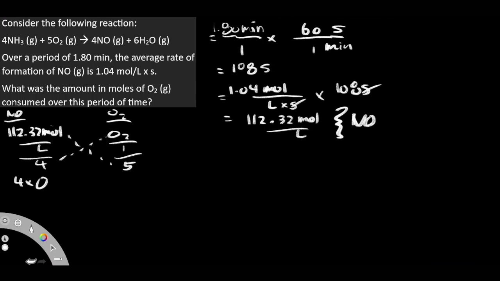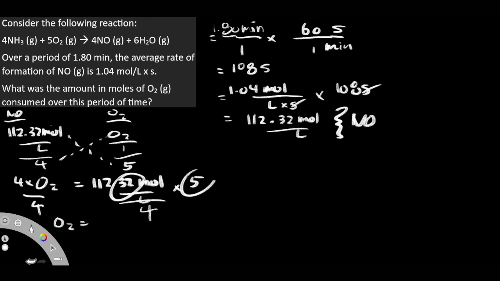Let's see what I get. So I get 4 times O2 is equal to 112.32 moles per liter times 5. Now what am I going to do? Well, this O2 here is stuck with this times 4. What's the opposite of times 4? It's divide by 4. If I do it on the left, I need to do it on the right. So I'm going to divide it by 4 here on the right. So again, my O2 is equal to this times 5 over 4. What do I get? I'm getting a value of 140.4. Again, this is all 140.4 moles per liter.